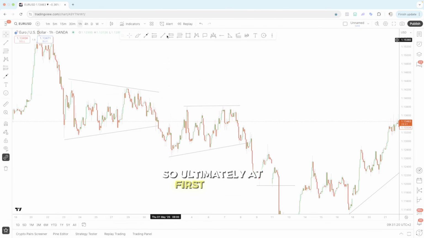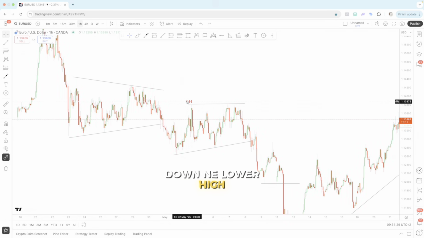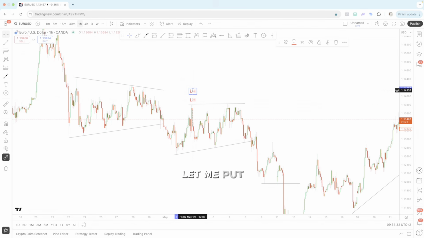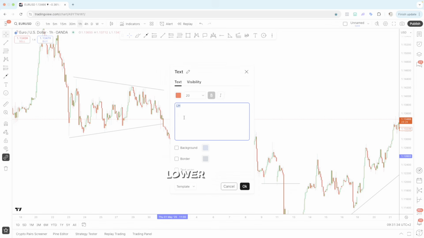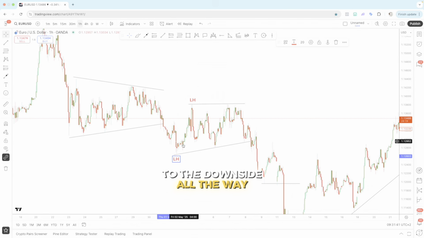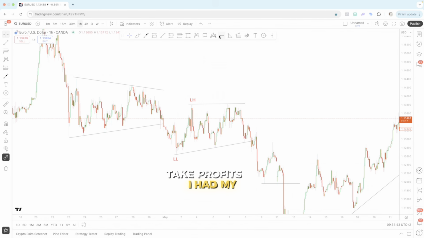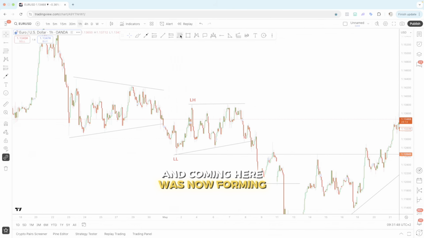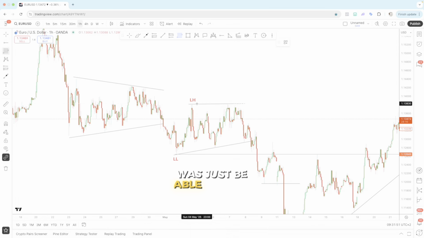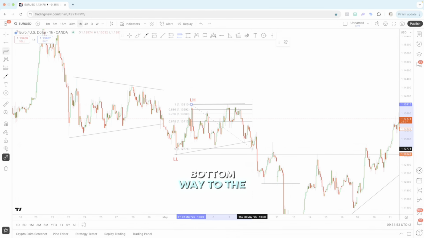So ultimately, at first I could see that this is a lower high. Ultimately I could see that price where it was, this is a lower high, which means that we are going down, lower high, and this right here was a lower low. Let me put this right here was a lower low, and I was looking for price to basically break these lower lows and continue going all the way to the downside. So with that, I had my take profits be here at the lows, and then price was now forming and coming here.